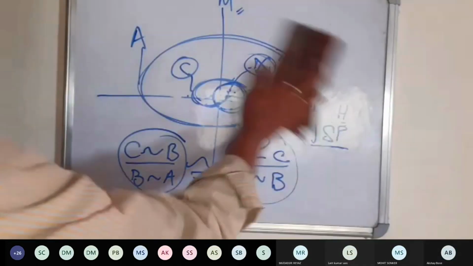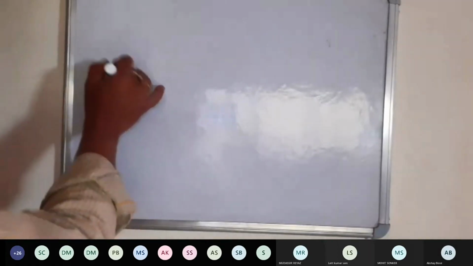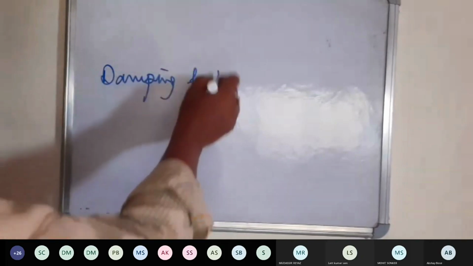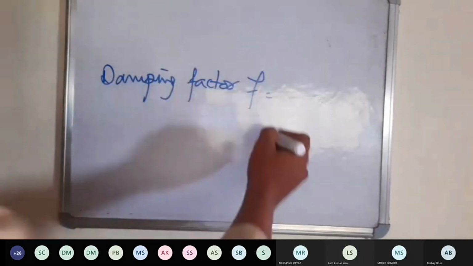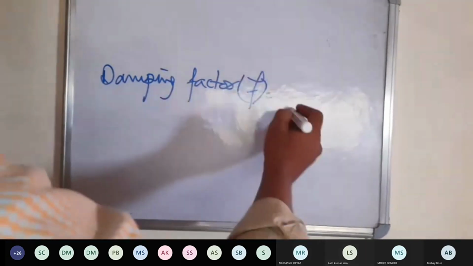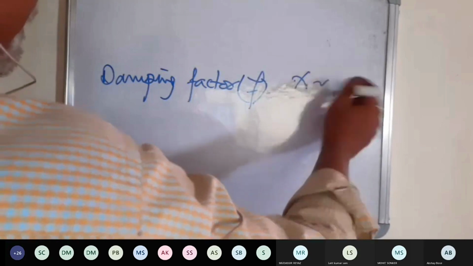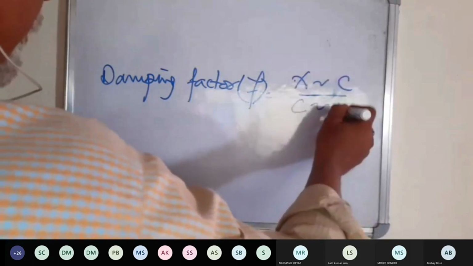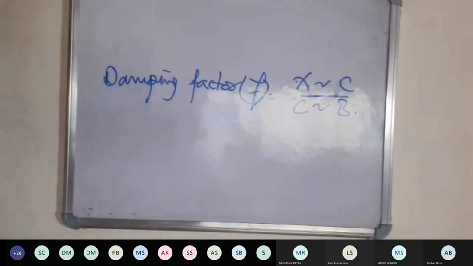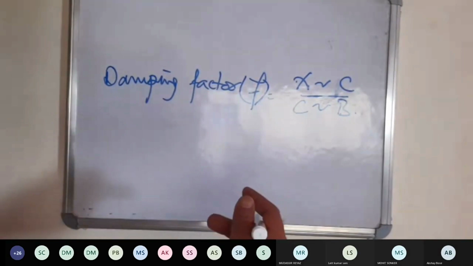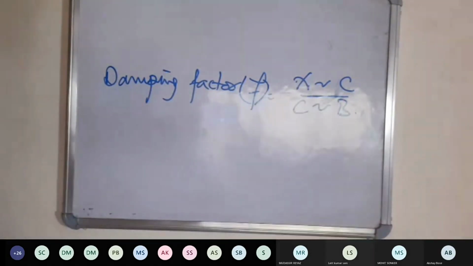In this case, नीचे लाइन में आइए और लिखिए डैम्पिंग फैक्टर F is equal to X to C by C to B. Remember, damping factor is a ratio of the last two extremes.